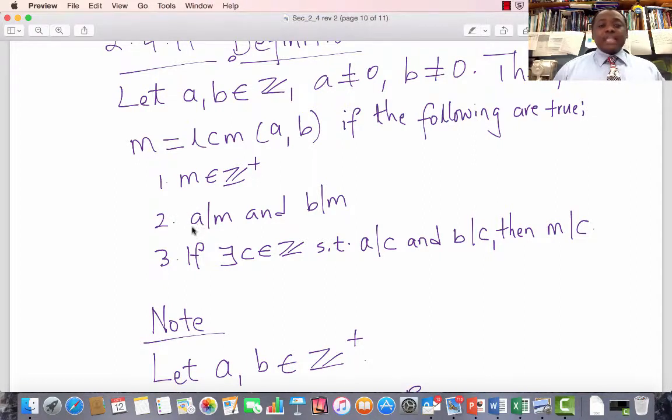Number 2, a divides m and b divides m. Number 3, if there exists an integer c such that a divides c and b divides c, then m also divides c. Just like the case of GCD, if I ask you to prove that the LCM of two integers is a given integer m, these are the 3 conditions you are supposed to verify.